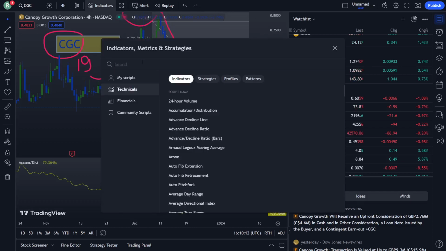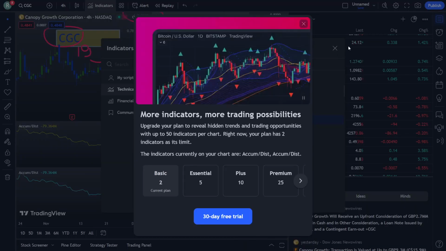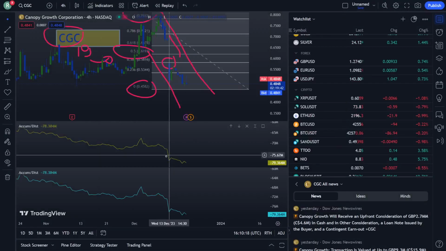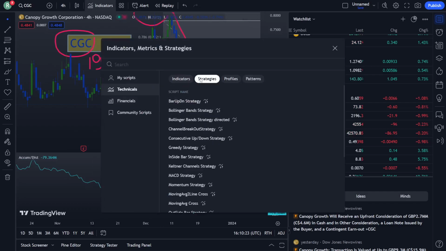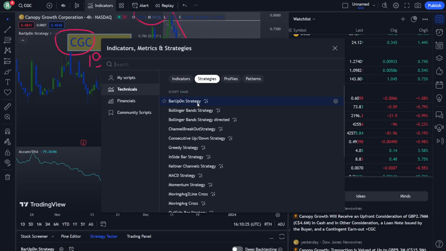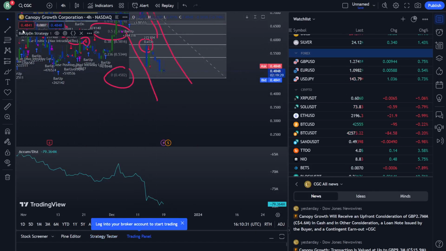So if you are looking for another indicator, such as accumulation distribution and advance decline, as you can see, I can go for more of these indicators. I can go for the stochastic part, up and down here, which is exactly about to give you up and down in this type of case.